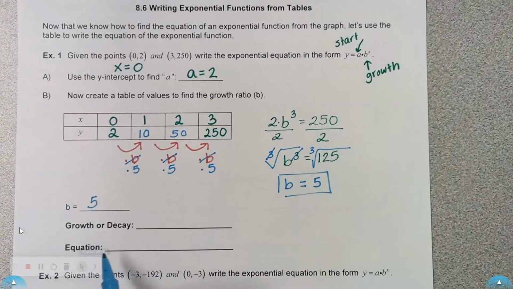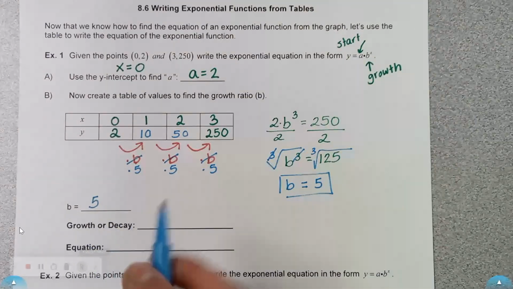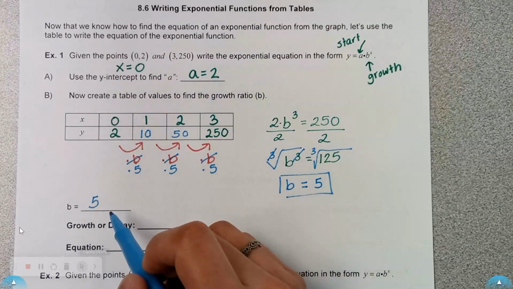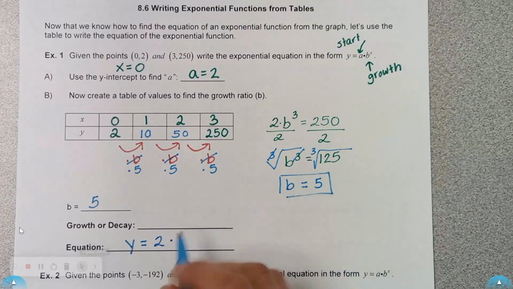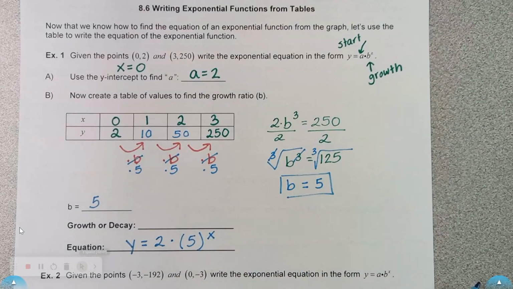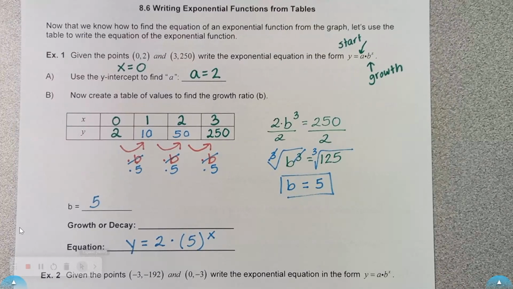All right, I'm going to write my equation first, and then I'm going to decide if it's growth or decay. So I know my a is 2, and I know my b is 5. So my equation is going to be y equals 2 times 5 to the x power. There are multiple ways to write your equation. This is just one way. So if your teacher writes it a different way, it's totally fine.